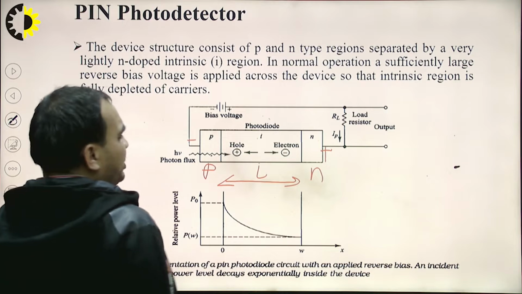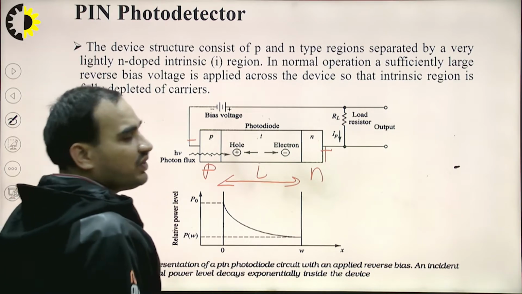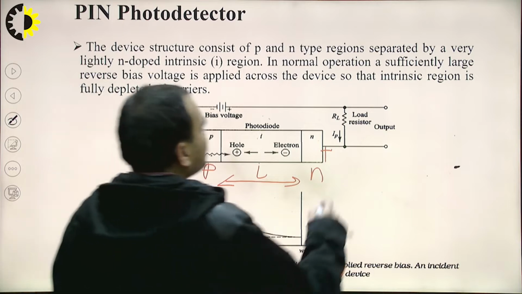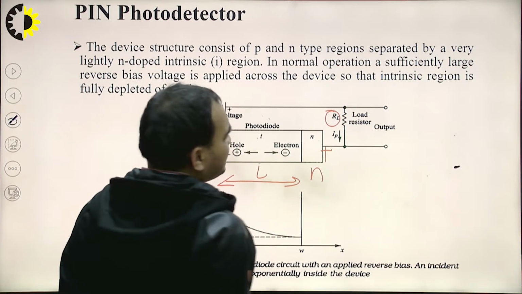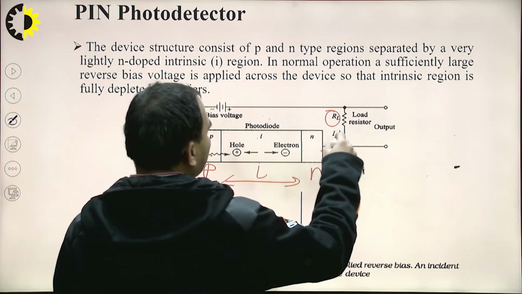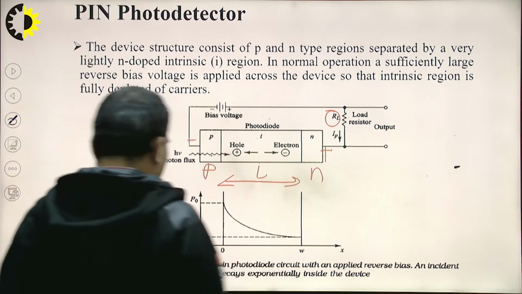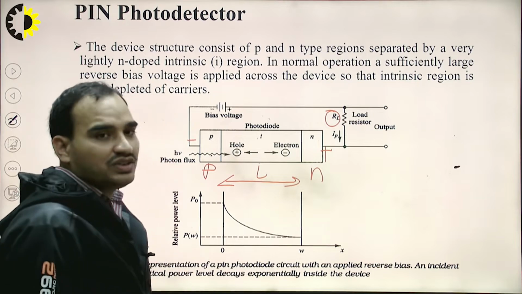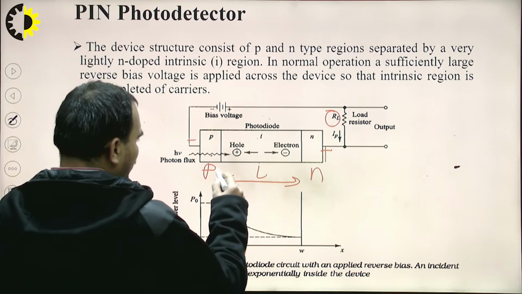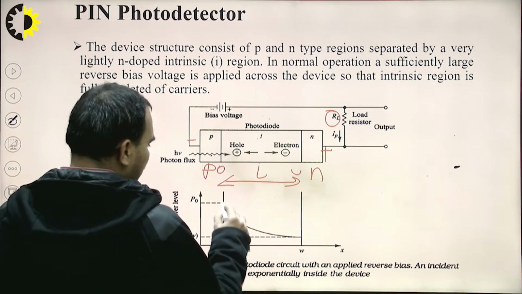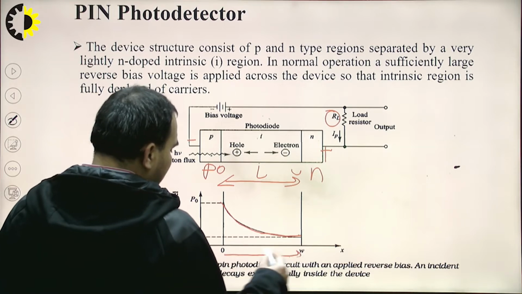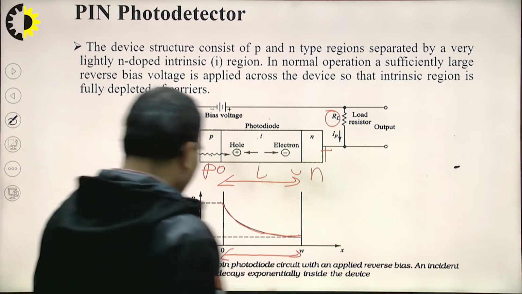Due to the application of the reverse bias, the working we have already discussed in my previous lecture; you can refer to that. We have the load resistance, RL, and when the current flows, we get the current at the load. Here we can see the power level. The power decreases from width 0 to W, where the width of the intrinsic layer is from 0 to W.